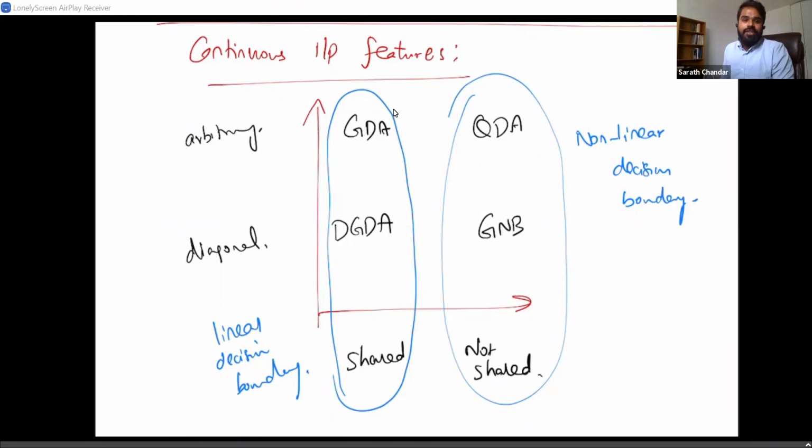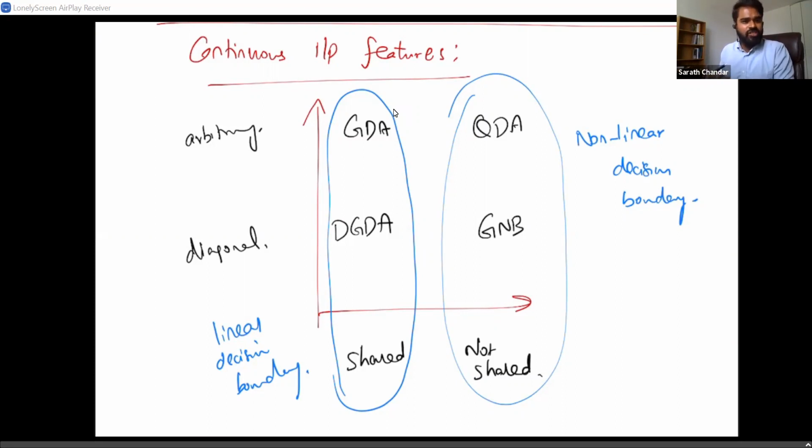Okay, so for the last lecture and today's lecture, we spent a lot of time on generative models, where we looked at GDA and several flavors of GDA. There was this one question before we took a break, which is: is GDA the same as LDA? Several textbooks introduce GDA as LDA.